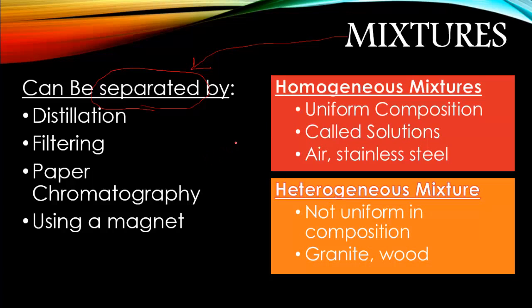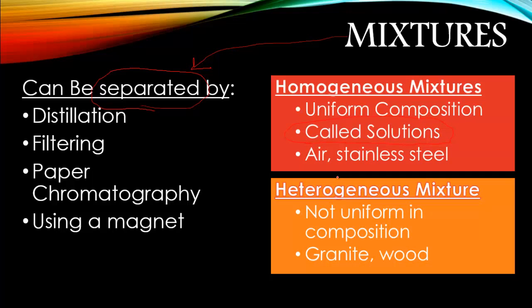So we can have mixtures that are homogeneous, meaning they are uniform in composition. They are often called solutions. Some examples would be air and stainless steel. You're not going to see the different parts in them.